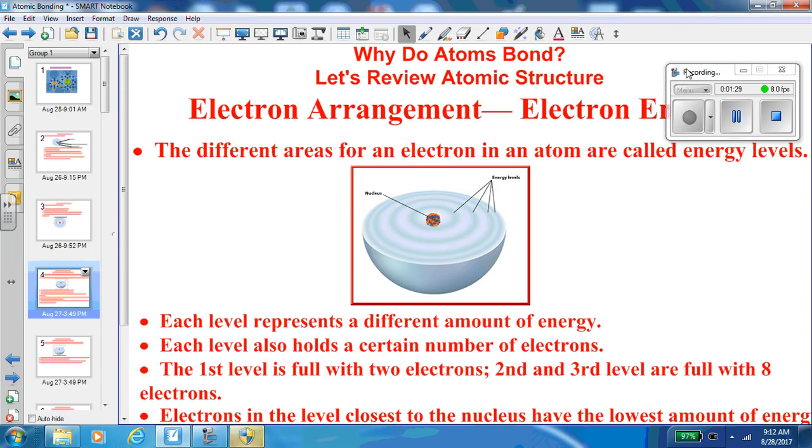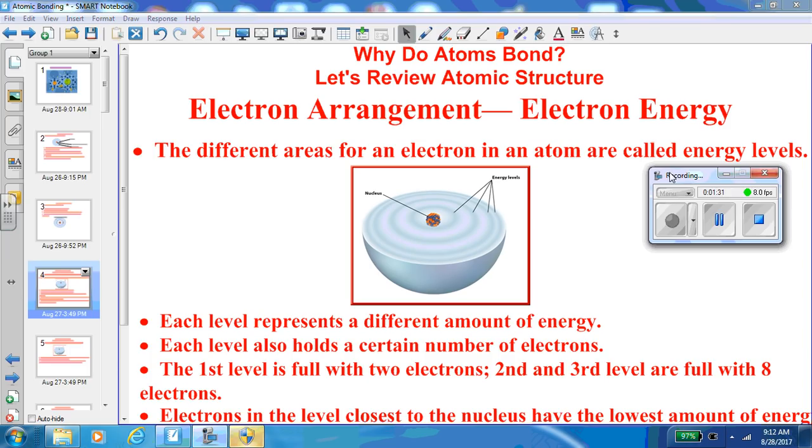Now, let's talk more about the electrons and their arrangement, because what we're going to learn in a few slides from now is that the electrons have a lot to do with the bonding of the atoms. But let's talk about the electron levels, the energy levels that the electrons live on. The different areas for an electron in an atom are called energy levels, and each one of these energy levels is going to have a different amount of energy. Therefore, they're going to hold a certain number of electrons.